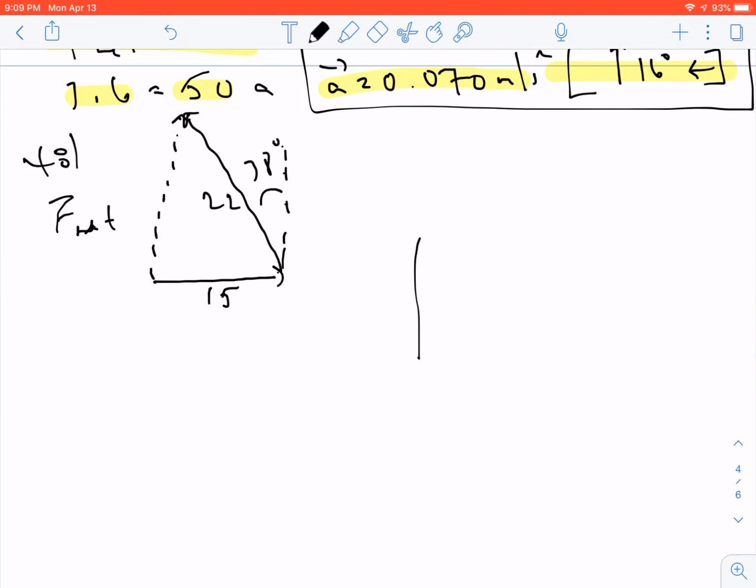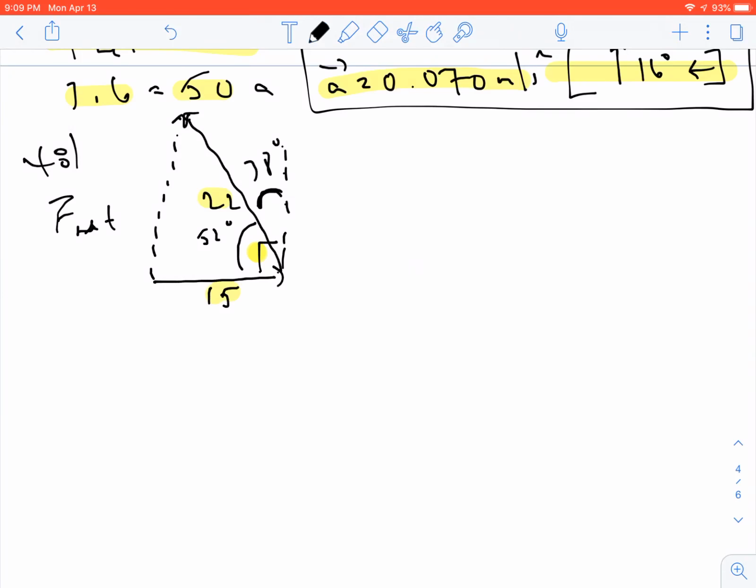Now to solve for F net, if I know 2 adjacent sides and the inside angle, I can use my cosine law. Well, I know my inside angle. If I know that this is 38 degrees in here, then I know what this angle is in here. It's 90 minus that 38, which is 52 degrees.